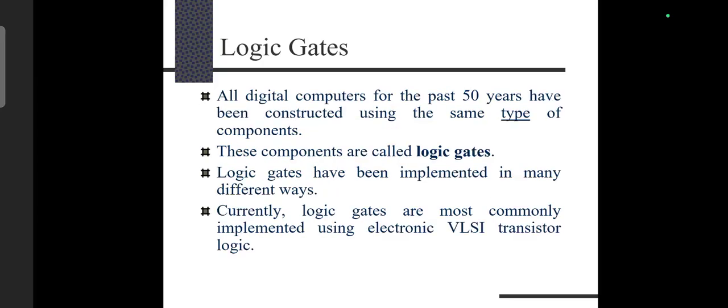All digital computers for the past 50 years have been constructed using the same type of components. These components are called logic gates. Basically we have 7 types of logic gates: AND gate, OR gate, NOT gate, NAND, NOR, exclusive OR and exclusive NOR. Using these logic gates as components, all the digital computers for the past 50 years have been constructed. These logic gates have been implemented in many different ways. Nowadays, logic gates are most commonly implemented using electronic VLSI transistor logic.